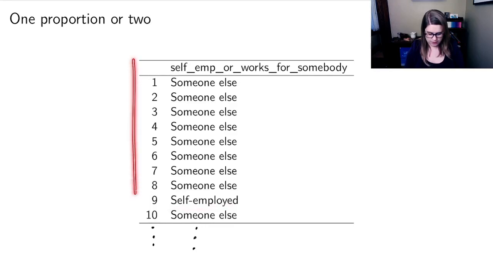So we would figure out how many rows there were in the whole data set. That would be the bottom of our fraction, and then we'd put the number of people who are self-employed. So I just have one on this screen, but there'd be more in the data. And that would be our sample proportion. So this would be inference for one proportion.